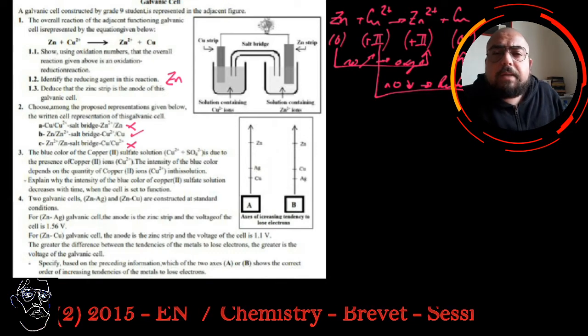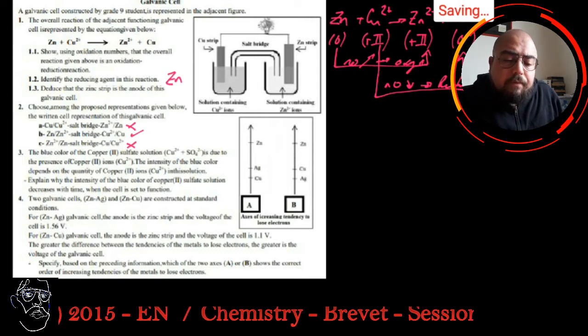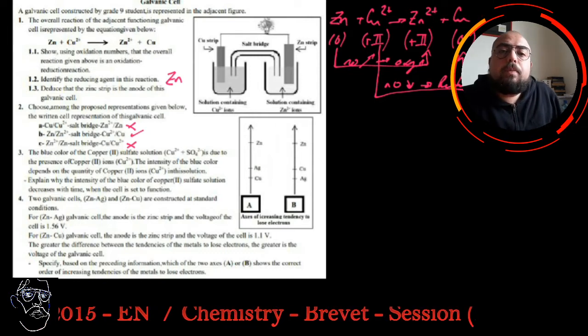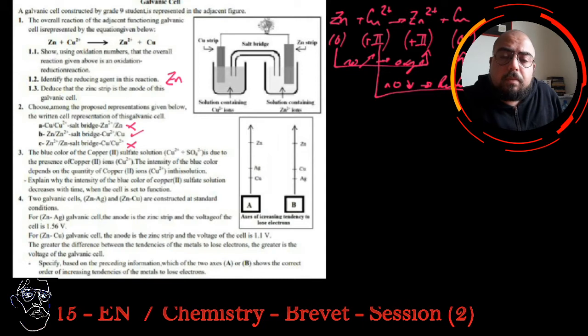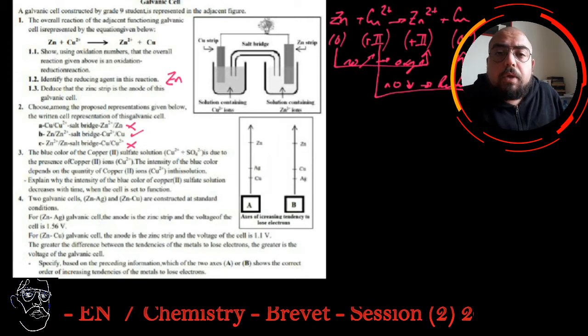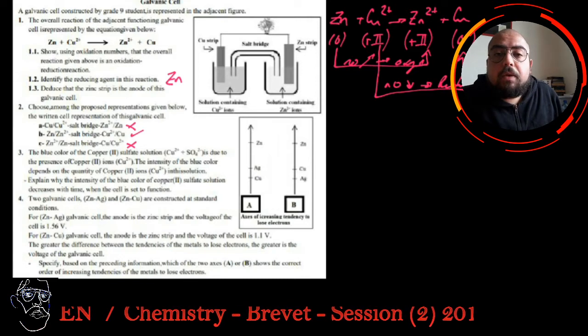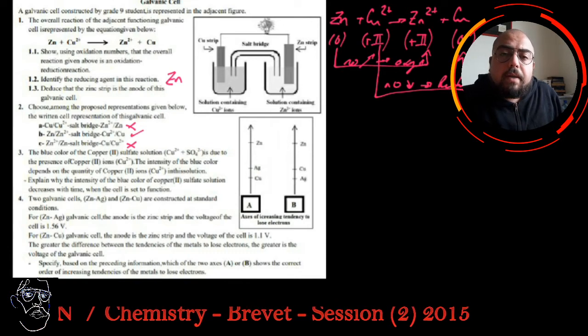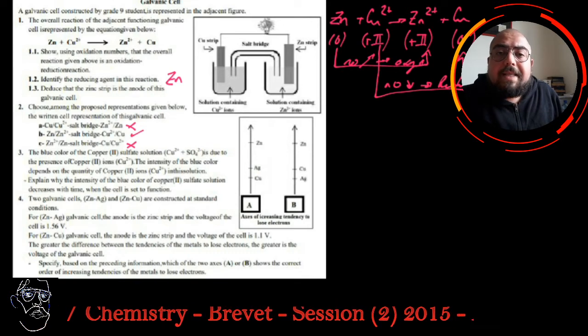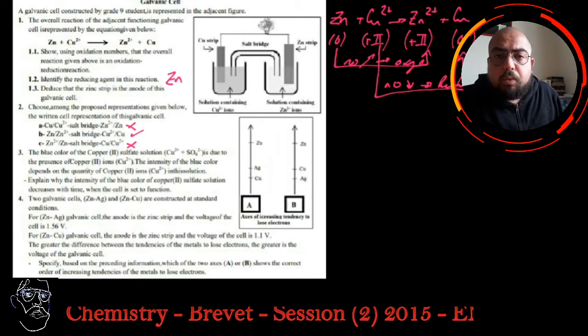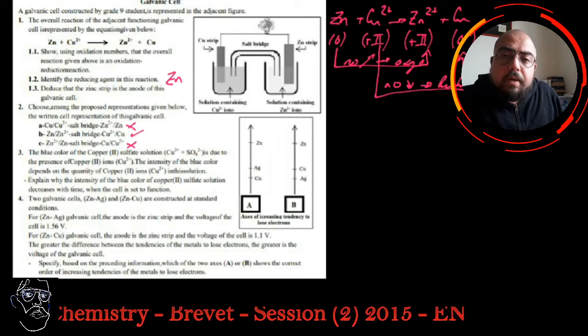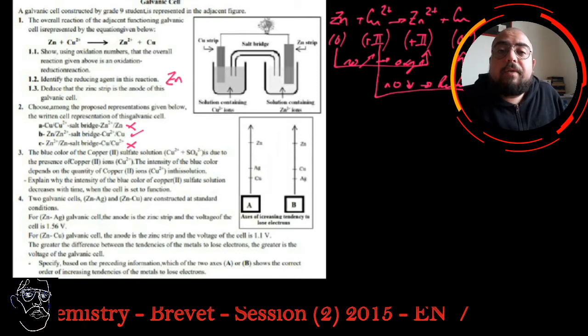So, when the cell is functioning, we have Cu2+ being transformed to Cu. How is it transformed? Due to a reduction. So Cu2+ is being transformed to Cu. The Cu2+ ions are decreasing in the solution. So once we have a decrease in the number of Cu2+ ions, you will have a decrease in the color of the solution.